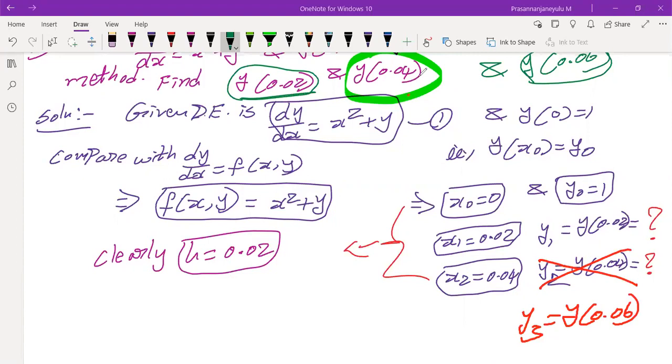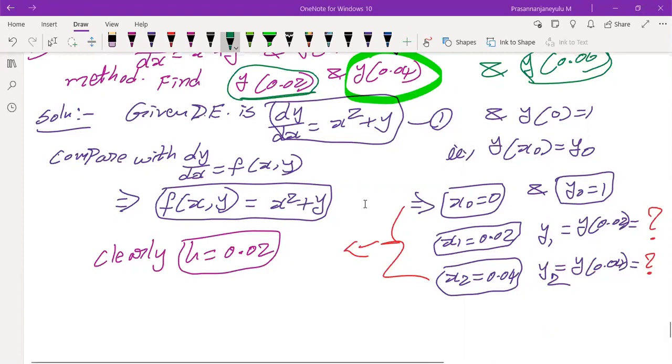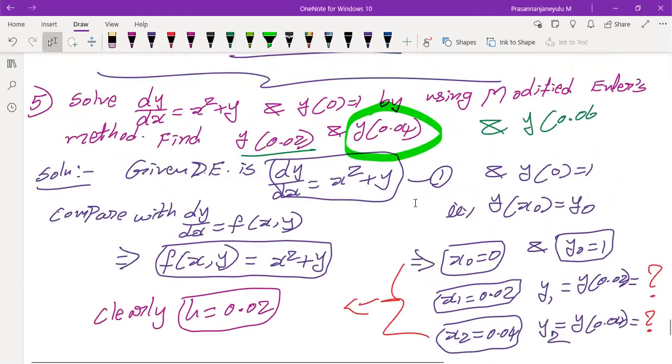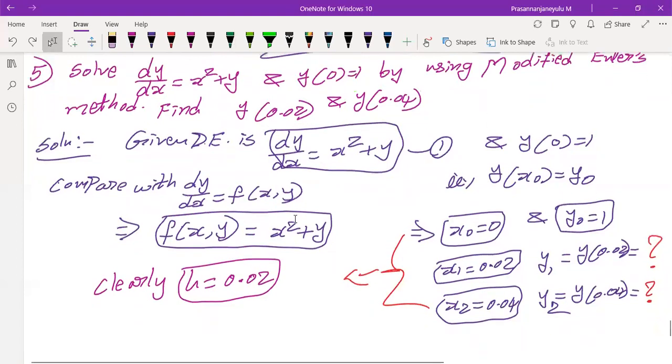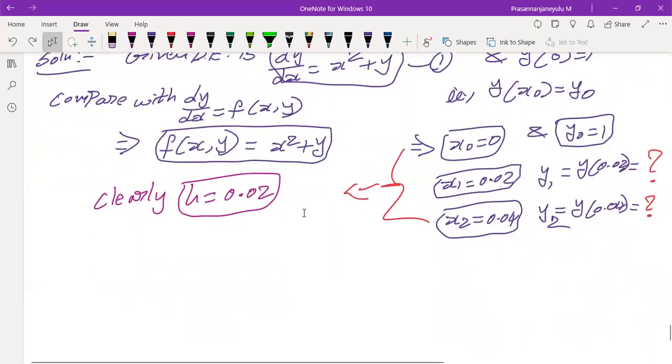Don't get confused. Don't get confused when they ask you to find out 0.02 and 0.06. You should not get confused. Okay, this is just a trick for when they are going to ask such questions. Now, which method do we have to use? By using modified Euler's method.